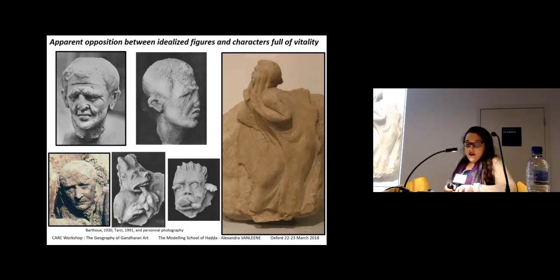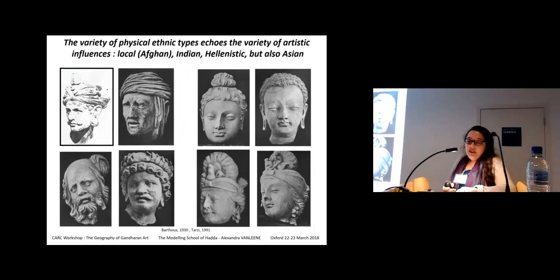Stucco allowed the coroplasts to give free rein to their imagination and to take the liberty of representing donors, monks, and demons with increasingly individualized or caricatured faces. Note that the boldness of the artist modelers allowed them to marry in the same space idealized and realistic types. Their works reflect the desire to capture and touch the viewer through an exasperation of feelings, accentuating the violence of the facial expression. The variety of physical ethnic types echoes the variety of artistic influences. Here a few local Afghan, Indian, Western, and Asian figures. In the same way, artists did not hesitate to mix in the same place figures from various artistic influences.